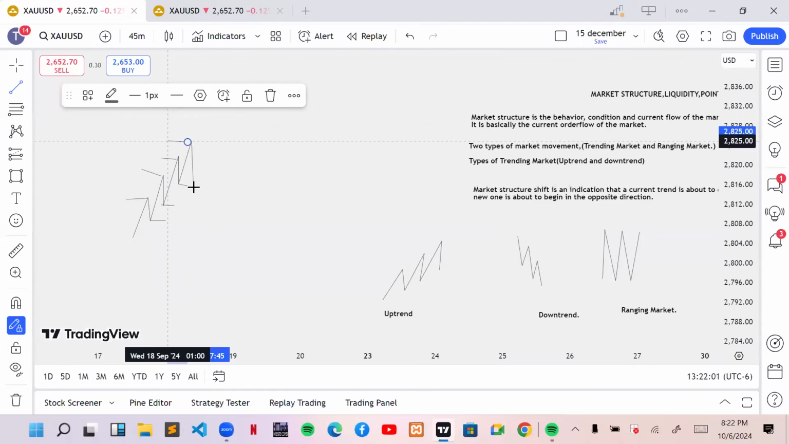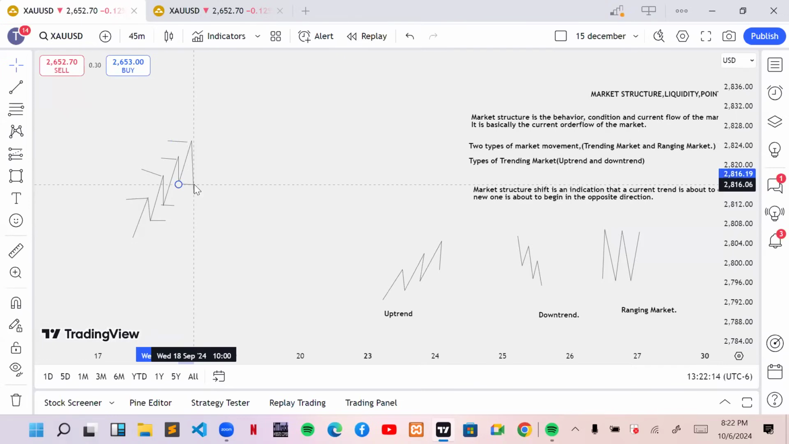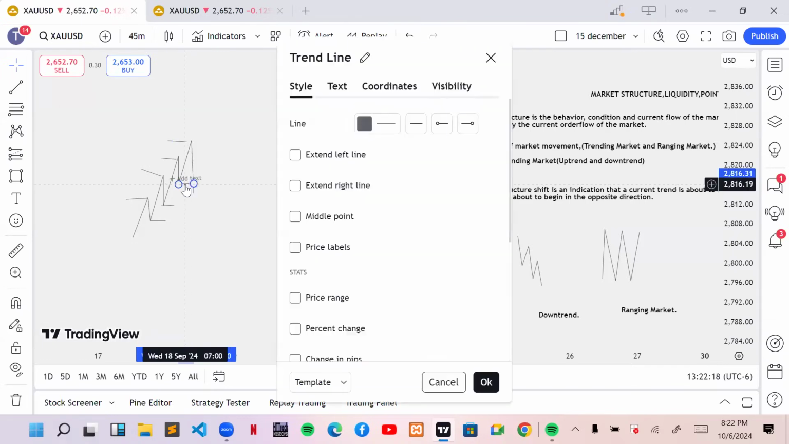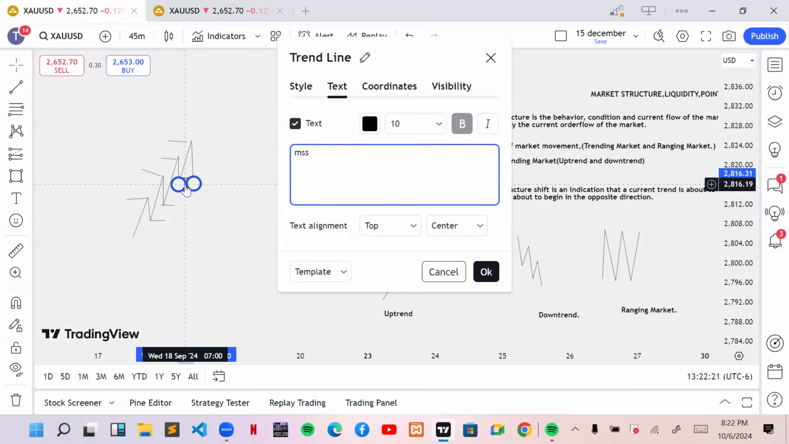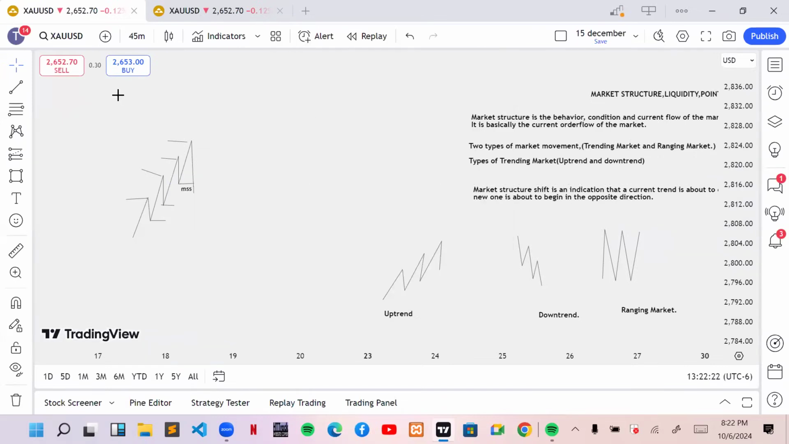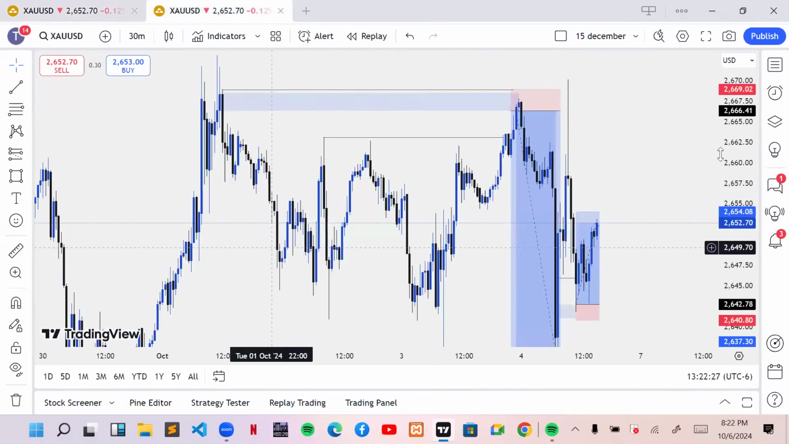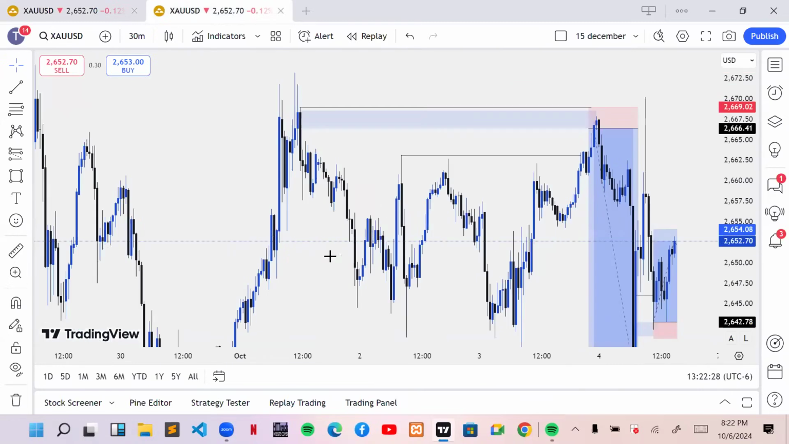Then what did the market do? It broke down this low, meaning that this is no longer an uptrend. It has already changed structure to the downside. So you mark this place out as your market structure shift. Mark it out with MSS. That is what market structure shift stands for, MSS.